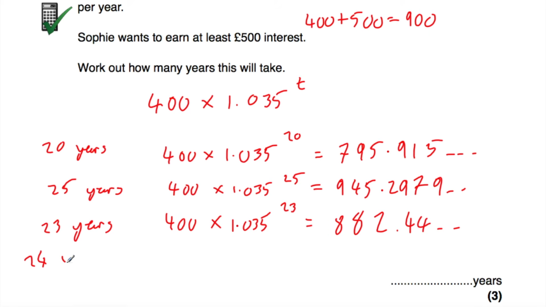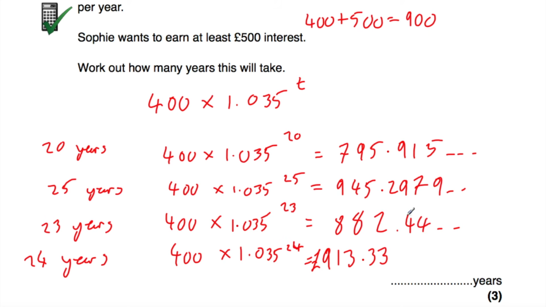Now let's try 24 years, because perhaps 24 years sneaks in there. So let's try 400 multiplied by 1.035 to the power of 24, and let's see if that sneaks in. If we change the power from 23 to 24, that's £913.33 to the nearest penny. So that means that over 24 years, she would earn £513.33 of interest, just taking away the £400 she initially invested.